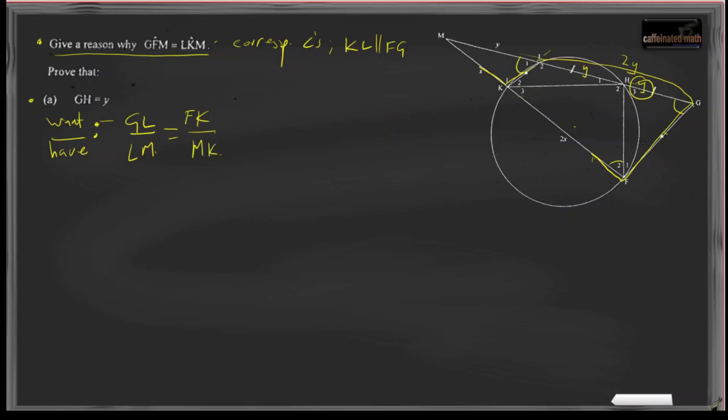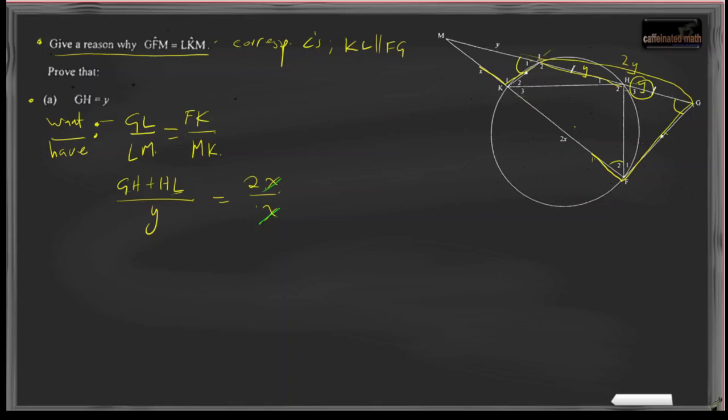Now it's just a question of filling in what we need. So we have GL is equal to HL, this line segment over there, plus GH. So let's just split that up. It's GH plus HL. What is LM? That's just y, and that is equal to, what is FK? 2x over MK, which is just x. Let's follow the math. That just cancels out. Now what do we have here? GH and HL are equal to each other. That's just from the diagram.